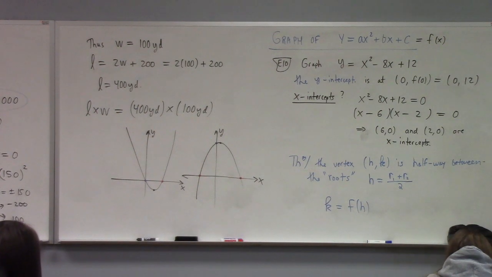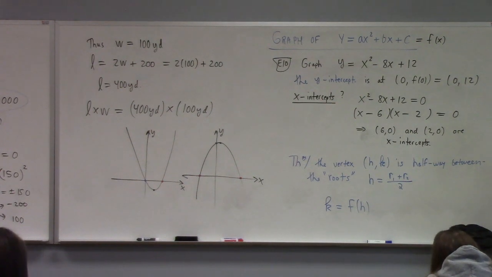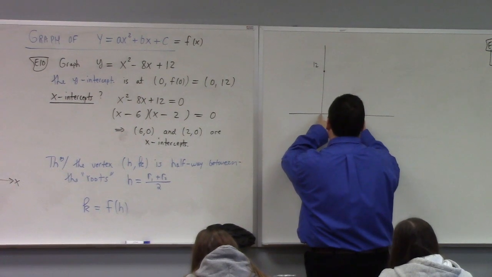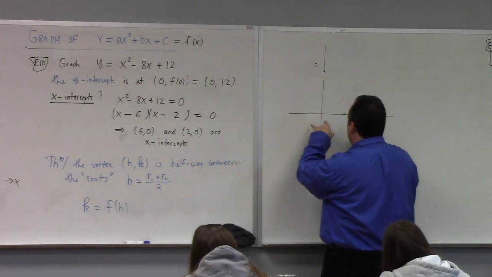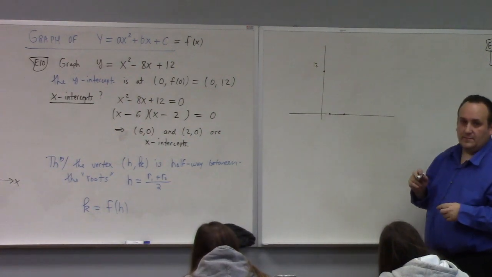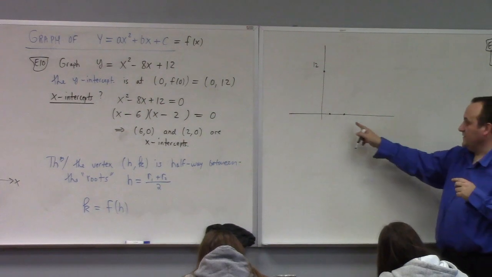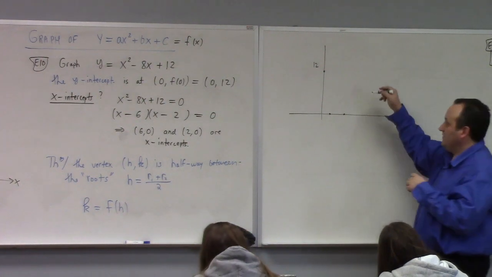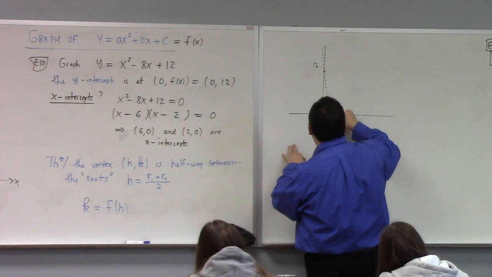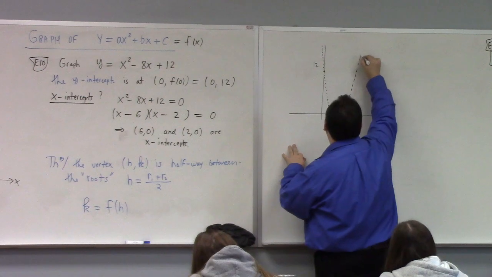Let's see here. Let's gather together what we have. We have a y-intercept of 12, right? And we have x-intercepts at (6, 0). So like here. And also there's an x-intercept where? At 2. So it's about here. And I'm telling you that the vertex is halfway between the x-intercepts, all right? So that means that the graph looks something like this. Right.